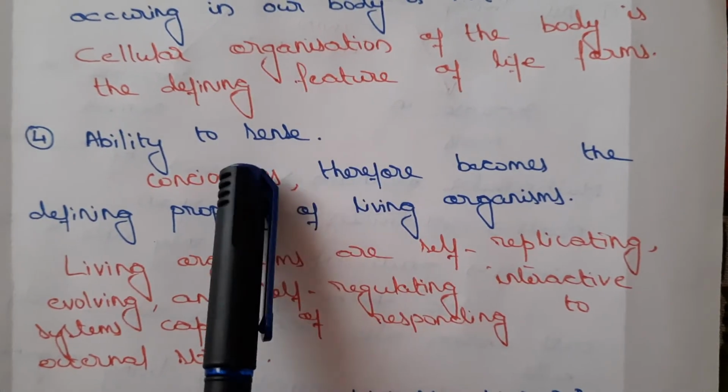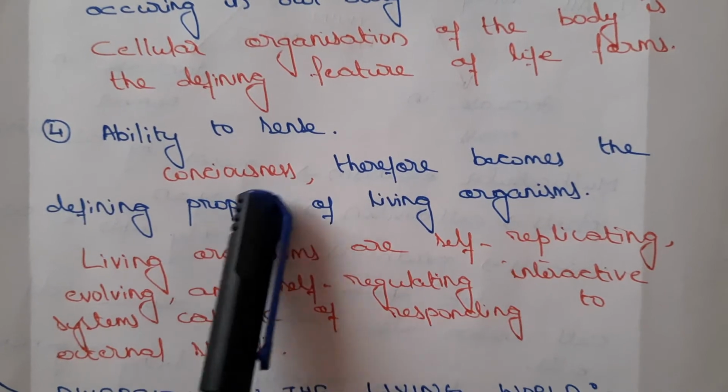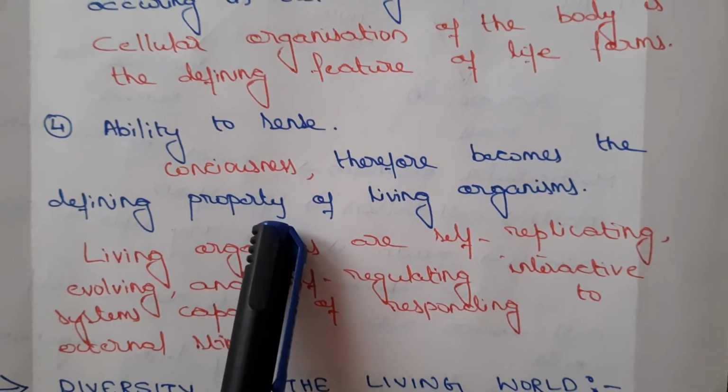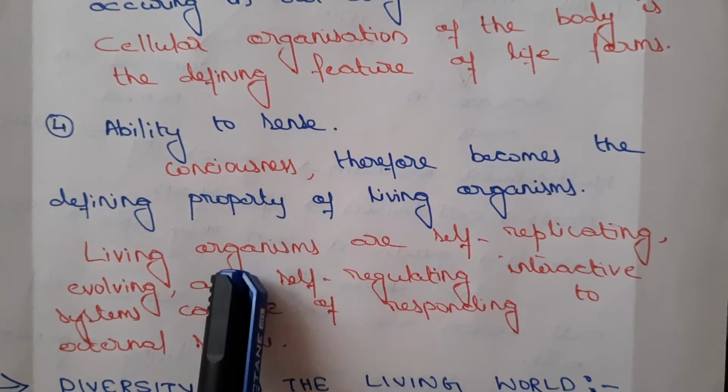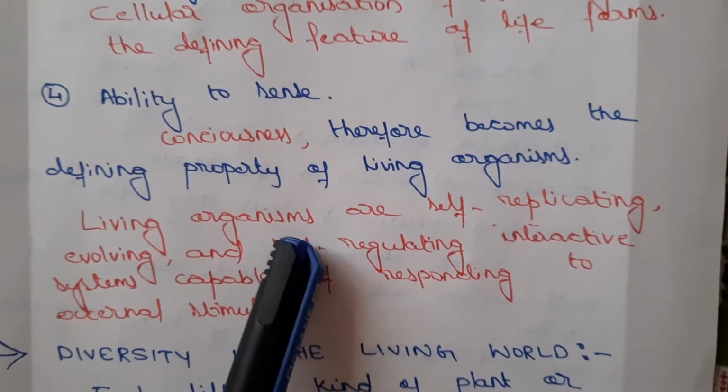The fourth one is the ability to sense the environment. Consciousness, or the ability to sense the environment, can be considered as a defining property of living organisms, because non-living organisms do not have the ability to sense their environment.